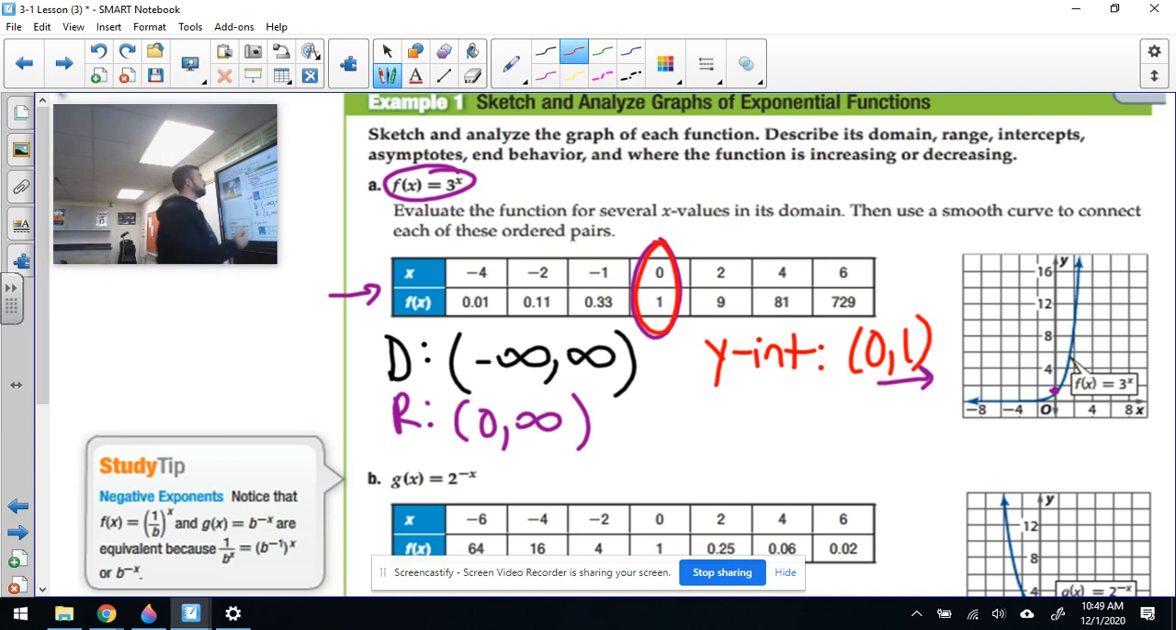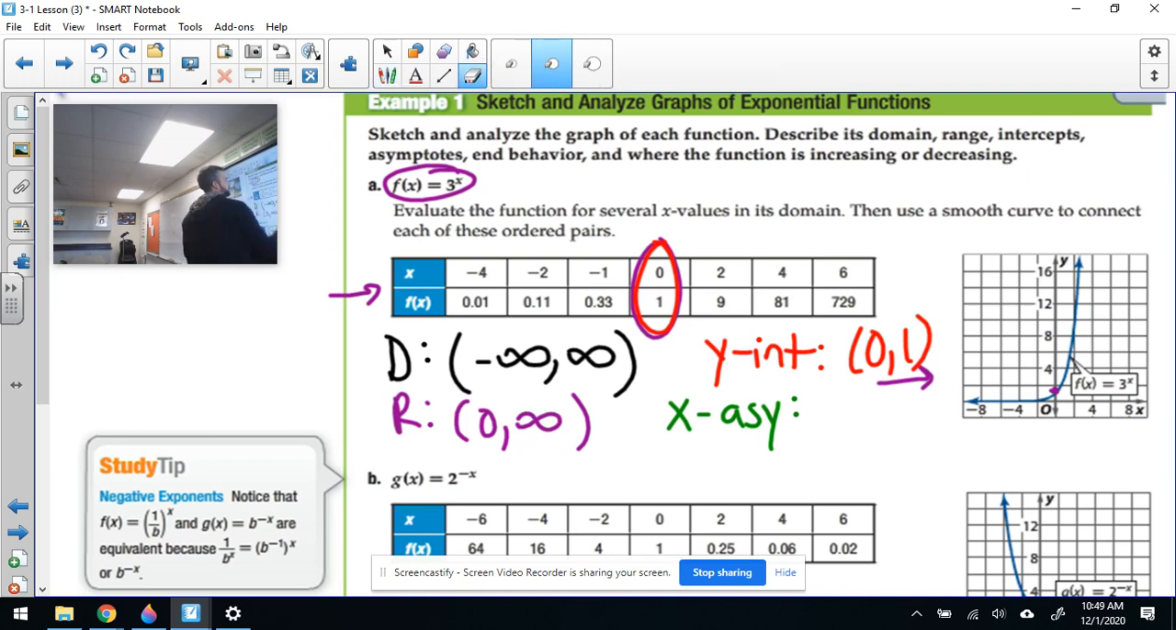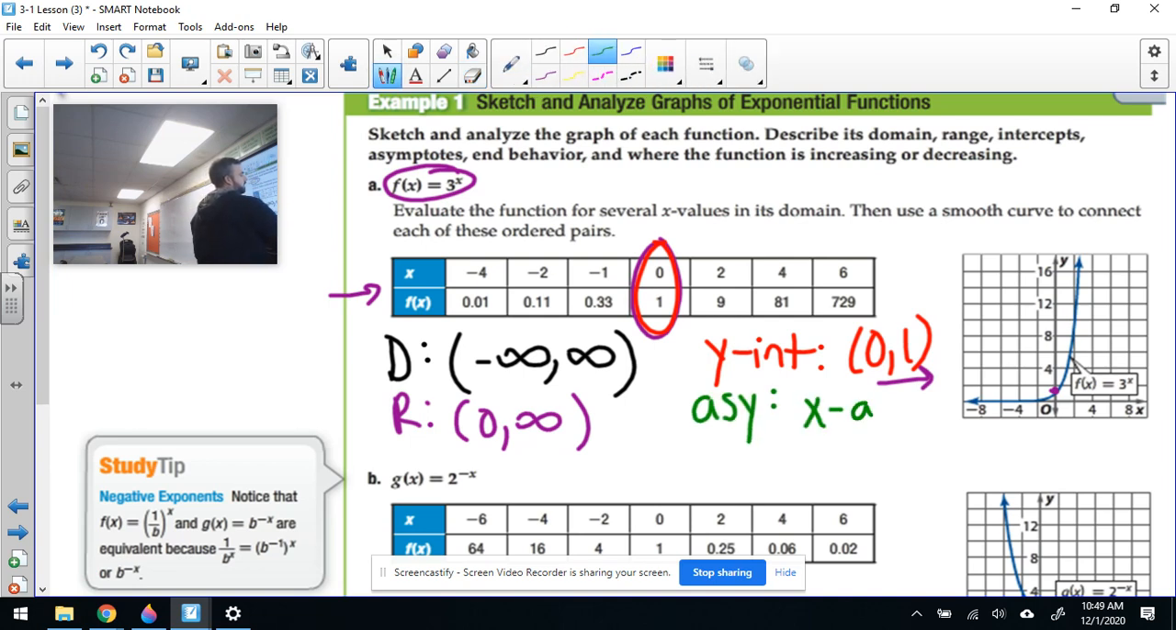And that actually helps us answer the next one. So the asymptote is the x-axis. That's what I meant. Okay, so the asymptote is the x-axis. Okay, never going to go below the x-axis again unless it's translated.